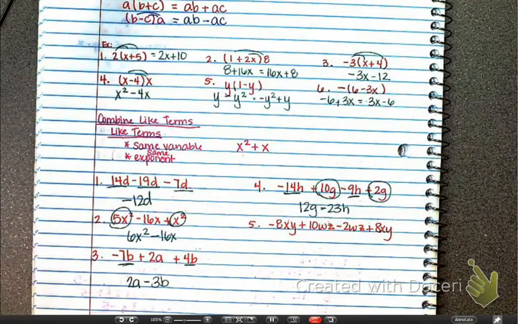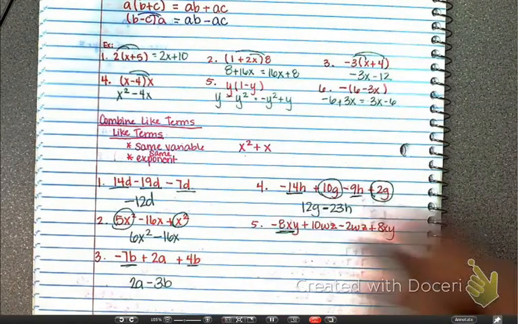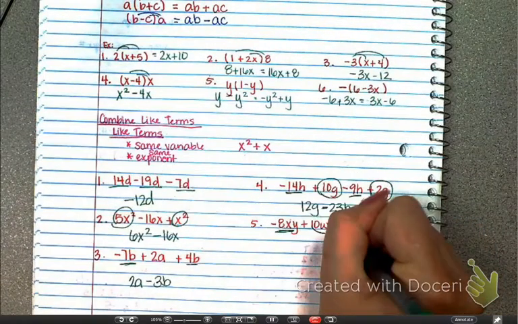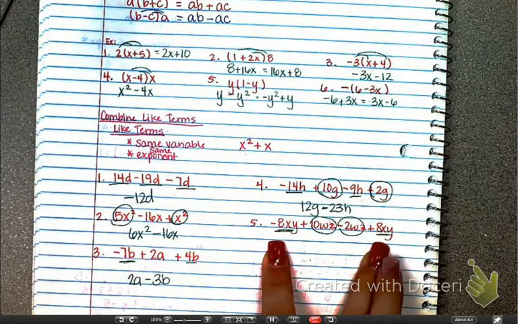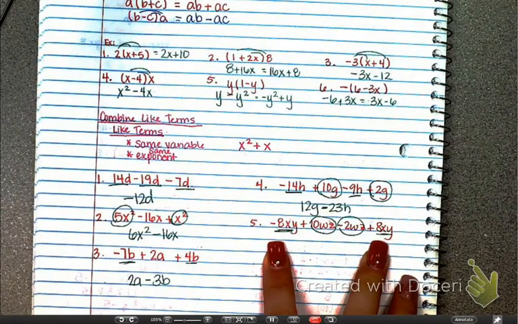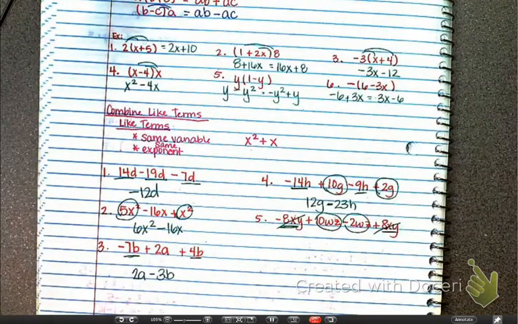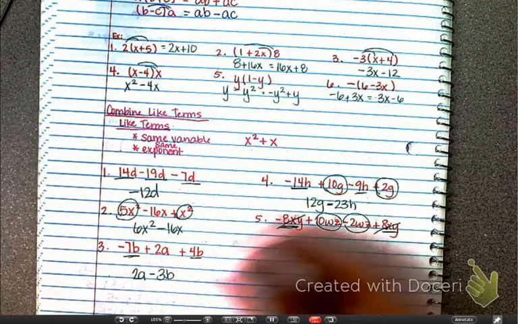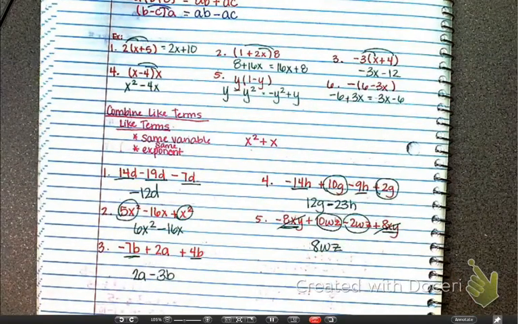And then for the last one, I have XY and XY, and then I have WZ and WZ. What happens here? They cancel. Negative 8 plus 8 is 0, so I don't need to write that. 10 minus 2 is 8WZ. How do we do on that? Good? Okay.